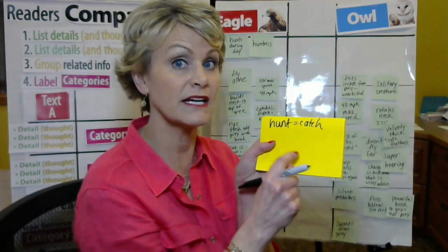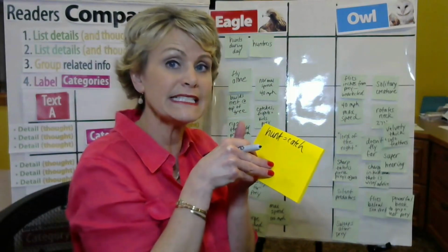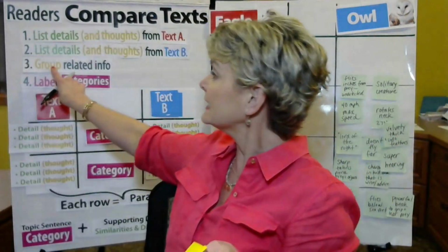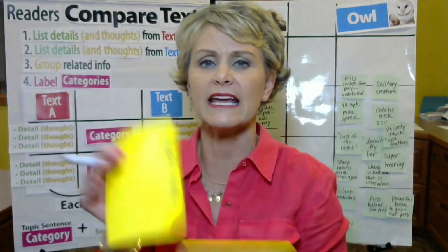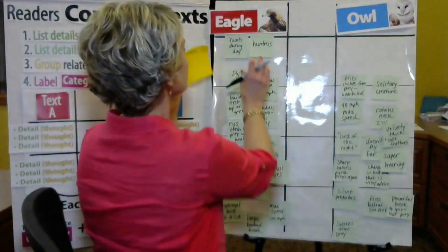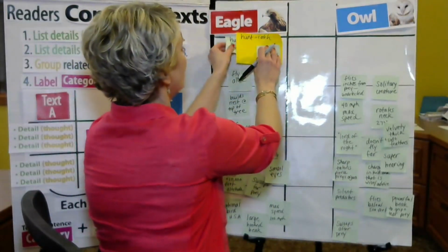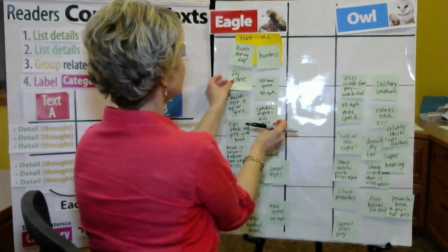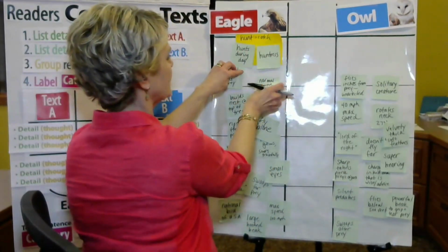Okay, on yellow, because I'm having these thoughts. When you put details together in a group, ding, ding, ding, yellow. That's your thinking. Why do you think these go together? So, hunting, catching, hunting its prey. I'm going to move that one up.